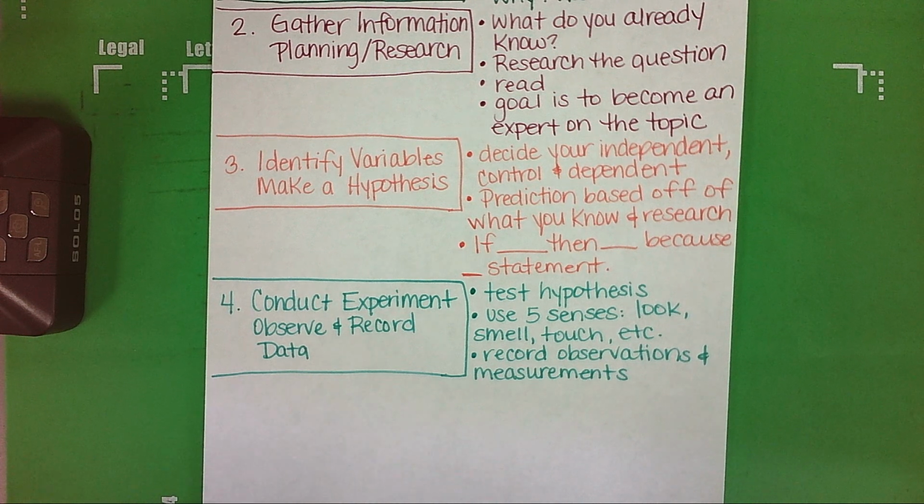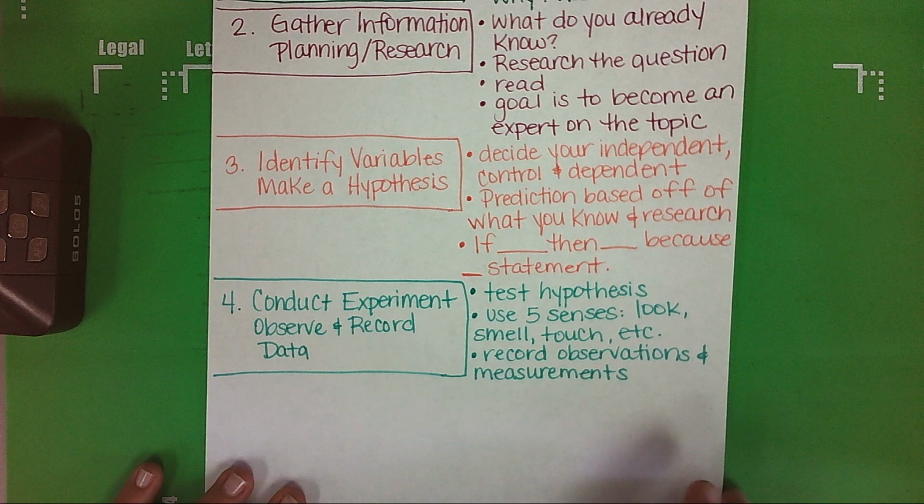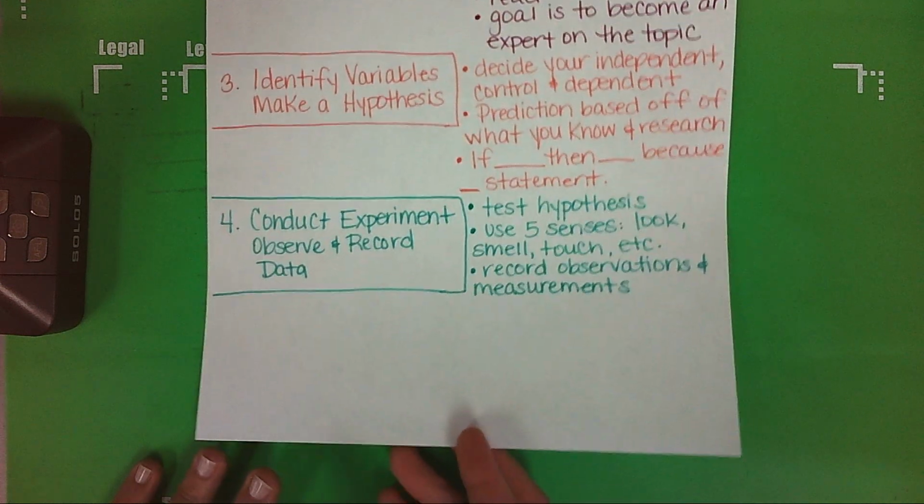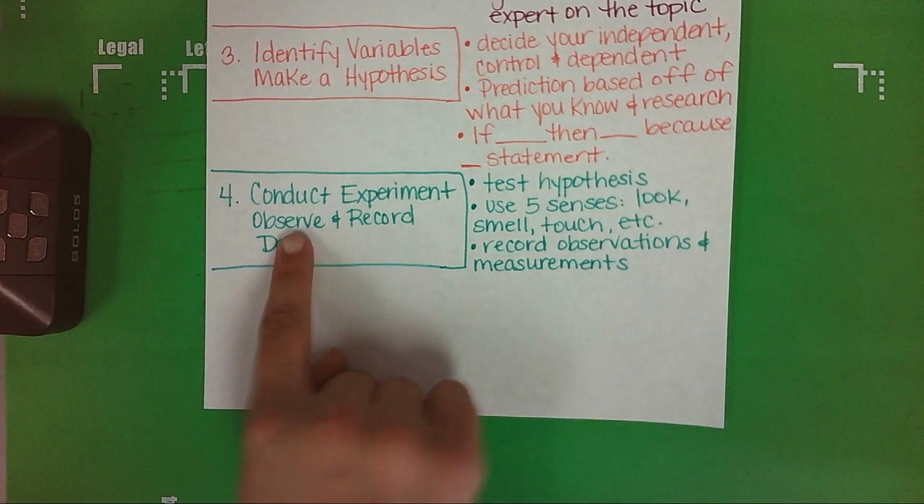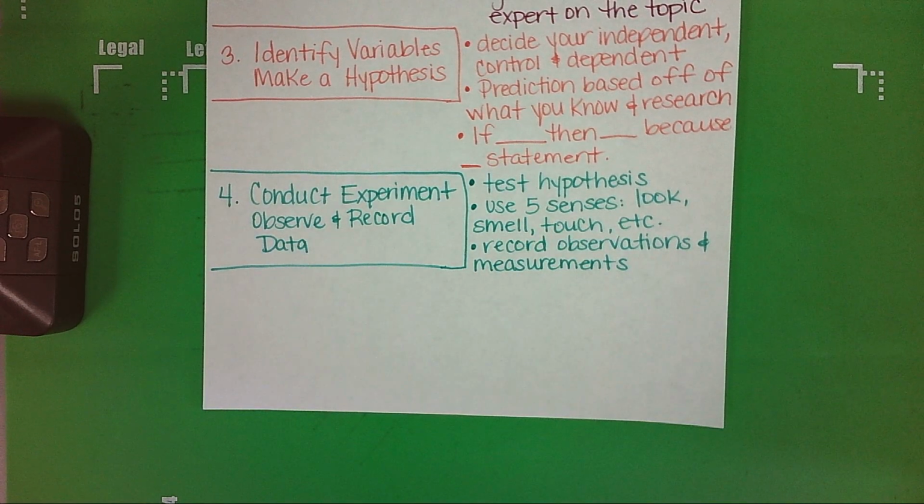Then you're going to actually conduct your experiment, the fun part. You're going to observe. You're going to see what happened. You know, is your hypothesis going to be supported by the data that you are collecting? That's when you would observe, and observing means that you're going to use your 5 senses. Sometimes you don't always use all of them. You're going to record your observations and measurements.